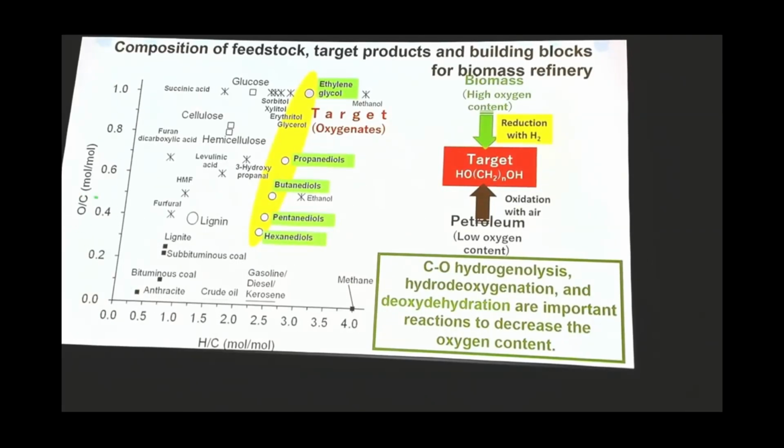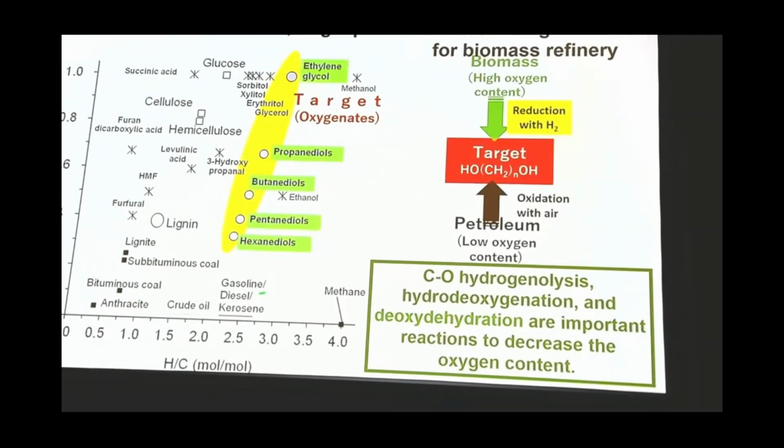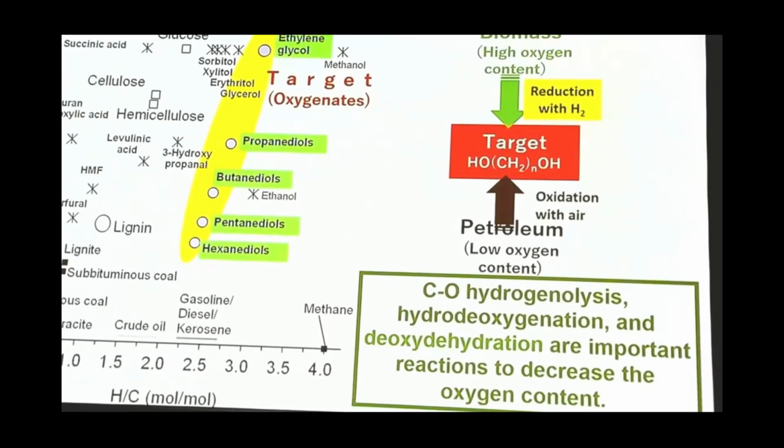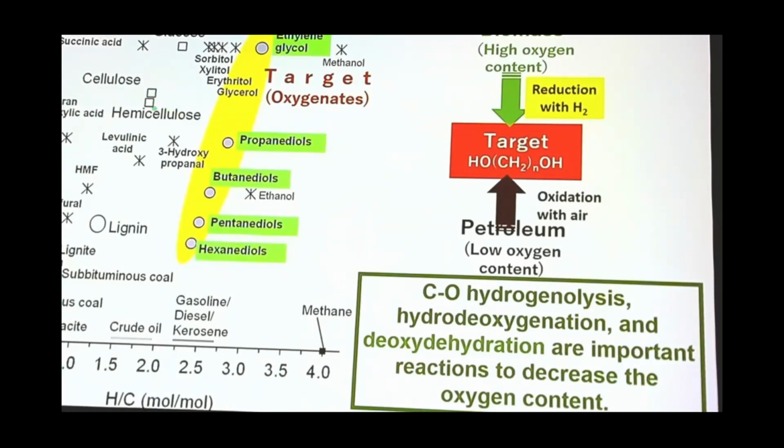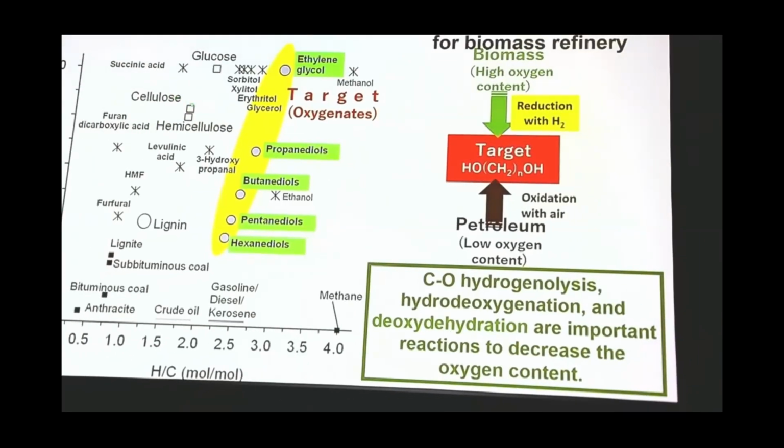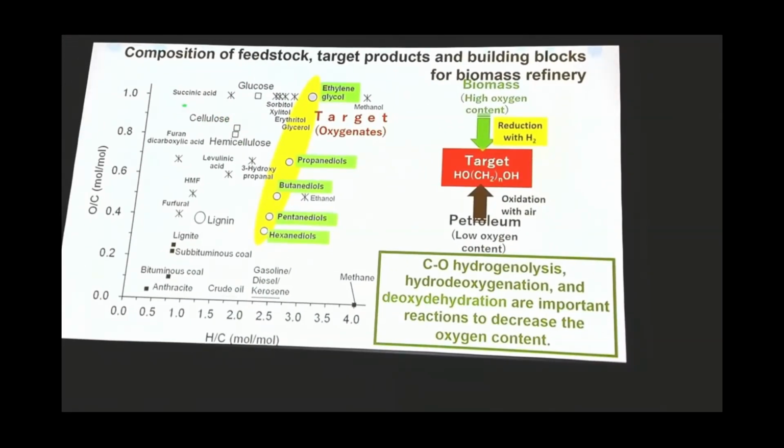This slide shows the composition of the feedstock, the target products and the building blocks in the biomass refineries. This axis represents the oxygen-carbon ratio and hydrogen-carbon ratio. These are the fossil fuels: coal, crude oil, and natural gas. As you can see, the oxygen content of these fossil fuels is so low. On the other hand, in the case of biomass, the oxygen content is so high, like the case of cellulose and so on. Therefore, the target products, in this case the diols, are plotted here.